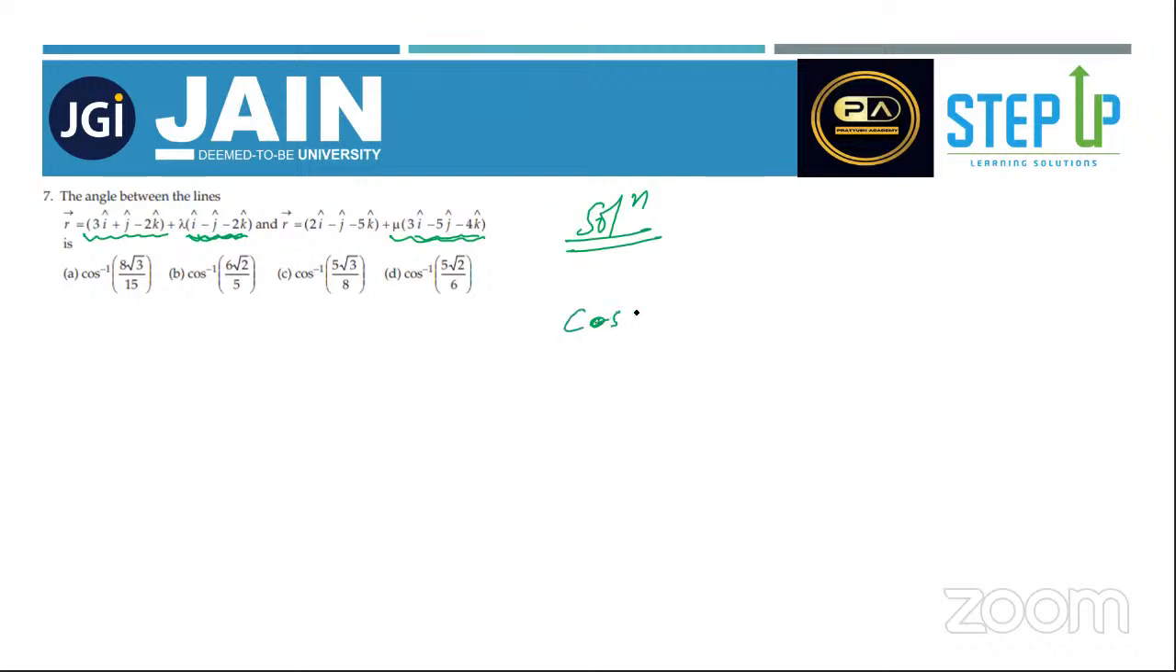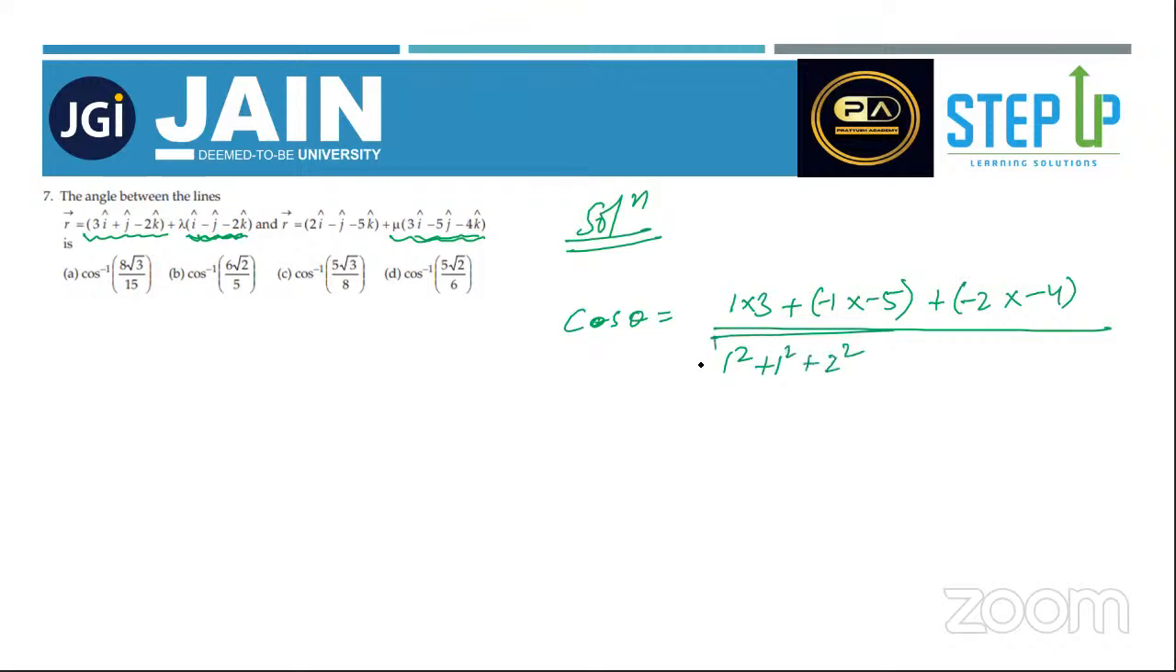Again, cos theta equal to 1 into 3 plus minus 1 into minus 5 plus minus 2 into minus 4, whole divided by square root of 1 square plus 1 square plus 2 square, and here on this side we have square root of 3 square plus 5 square plus 4 square.